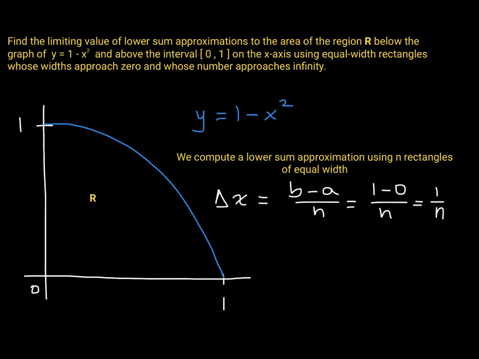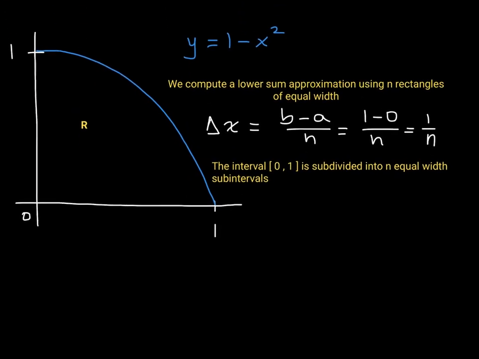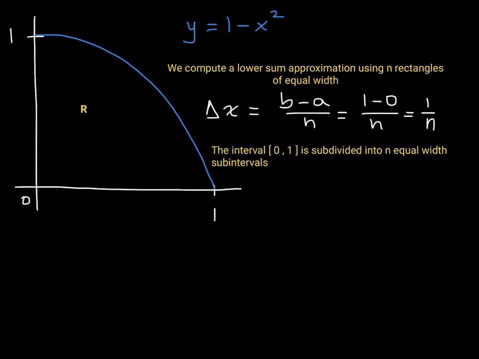Now, what we're going to do is see what happens as we let n, the number of rectangles, approach infinity. If this is the width of each of our rectangles, then our interval from 0 to 1 is being subdivided into sub-intervals. These sub-intervals have equal width. Let me see if I can list them out here for us. So here are the sub-intervals.